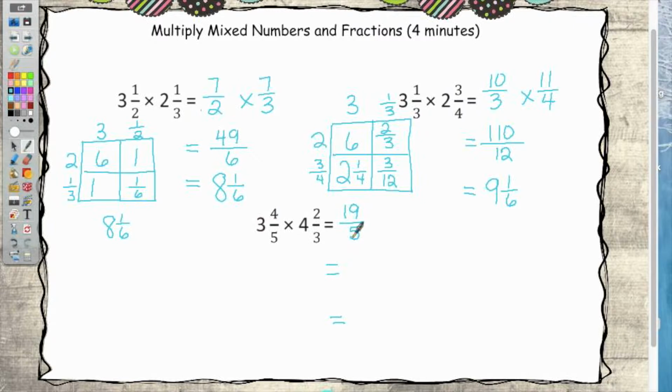Cadence, change this one to an improper. 14 thirds. So 4 times 3, and then add 2. That's pretty simple, isn't it? Okay, 19 times 14. Now, you know what I was looking for? Ways that I could look at these diagonally and cross something out so I wouldn't have to do 19 times 14. But there's nothing. They don't share any factors. So here's what I want to remind you: X's and O's. Standard algorithm, turtle head method.